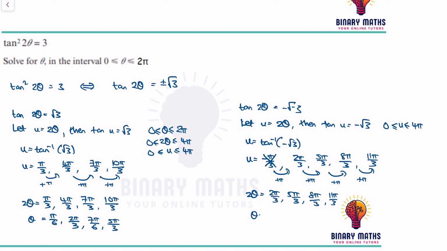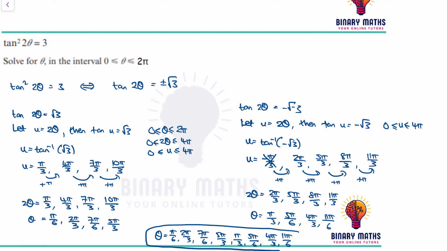All I need to do is divide by 2. When I divide by 2, I get pi over 3, 5 pi over 6, 4 pi over 3, and 11 pi over 6. Which means my final solutions, if I put them all together, are pi over 6, 2 pi over 3, 7 pi over 6, 5 pi over 3, pi over 3, 5 pi over 6, 4 pi over 3, and 11 pi over 6. So these are my final solutions.